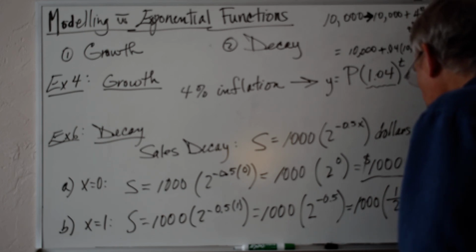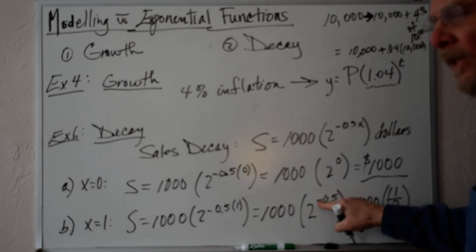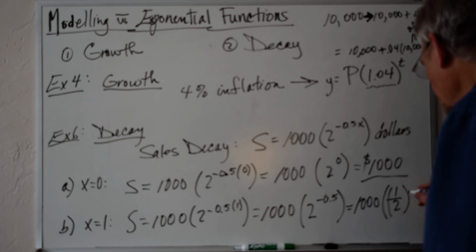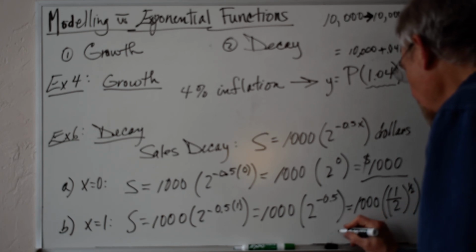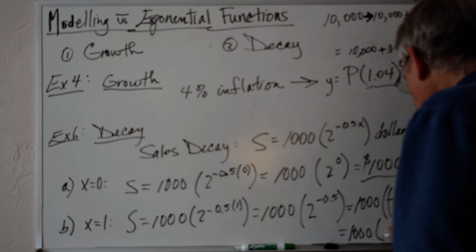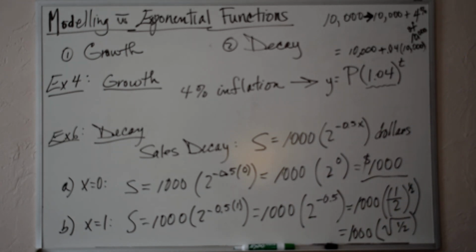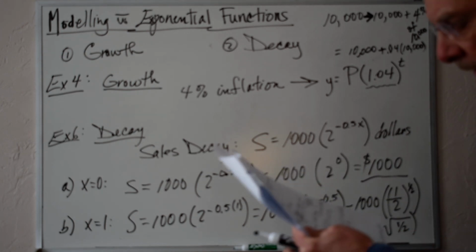That just means 1/2, right? So that takes care of the minus sign. Any number to the power of 0.5 just means take the square root of it. So I'll do that in the next step. And this square root of 1/2, that can be computed on your calculator, or you might happen to know what the square root of 2 is, and that'll help you out. You're going to get $707.11.